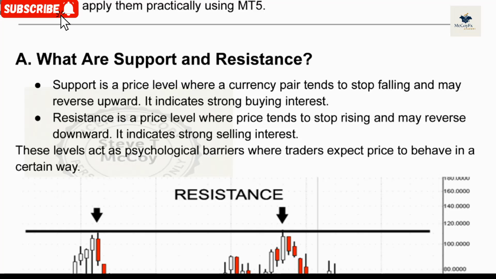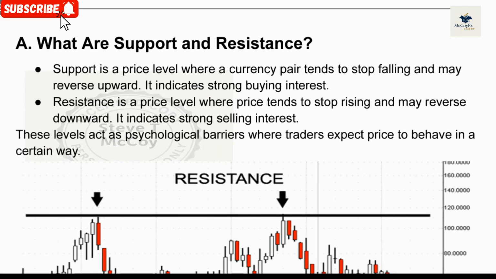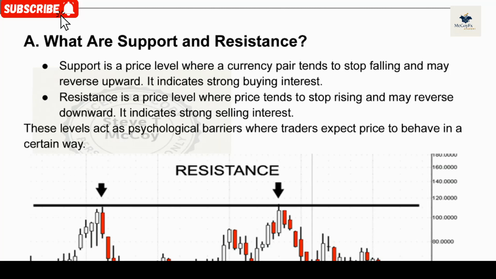A. What are support and resistance? Support is a price level where a currency pair tends to stop falling and may reverse upward. It indicates strong buying interest. Resistance is a price level where price tends to stop rising and may reverse downward. It indicates strong selling interest. These levels act as psychological barriers where traders expect price to behave in a certain way.